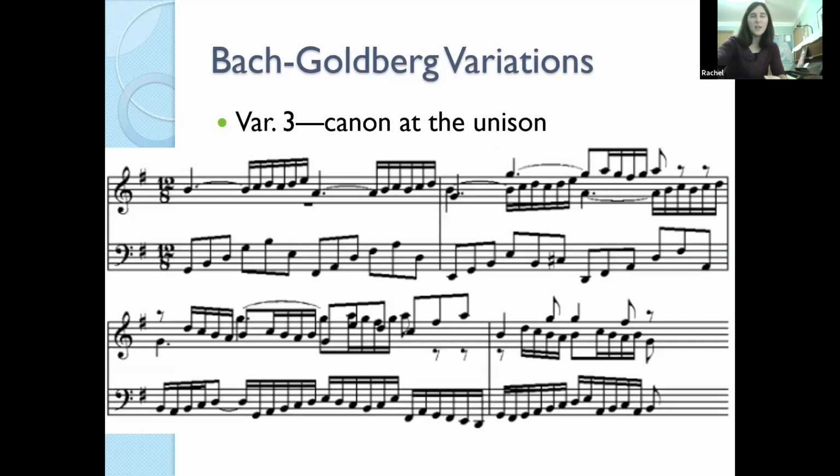So let's look and see how this is actually working. Variation 3 is the first one that's a canon, so we've already had 2 before this. Variation 3, canon at the unison. These are a little bit confusing because they're what we call accompanied canon, so we have more than two voices. If we have just two voices, it's a little bit easier to see what's happening.